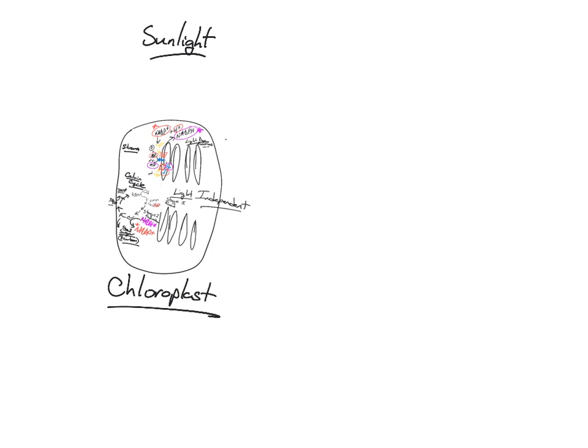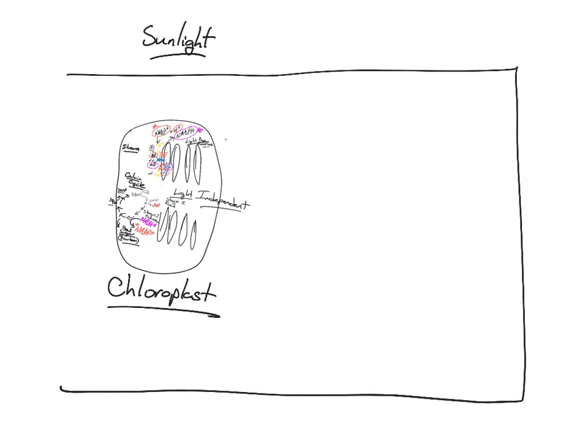So this is a chloroplast. Where is the chloroplast found? In a plant cell, yeah, the plant, right? And there's a cell wall, right? And then we have a cell membrane inside the cell wall.